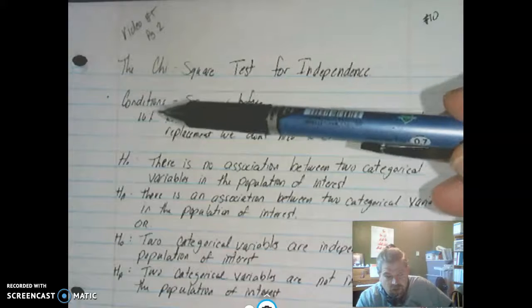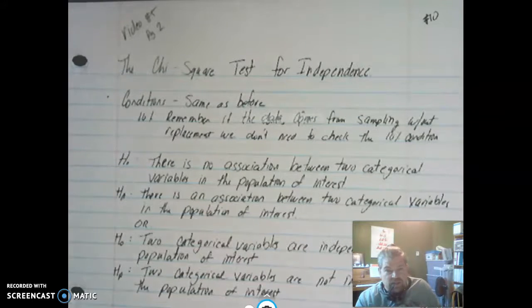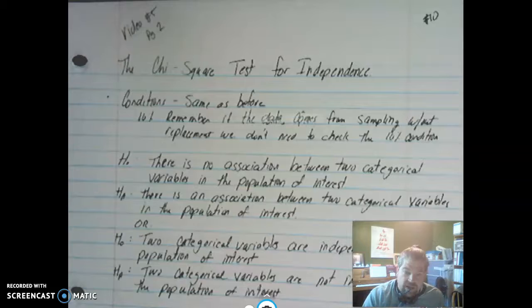I'm just going to put a little reminder up there for you that our 10% condition is met if we're doing this without replacement. So if we're just doing this without putting the cards back, then we don't have to do the 10% condition. If we're doing it with replacement, then we need to do our 10% condition, right?